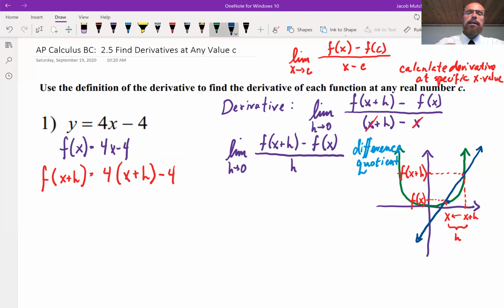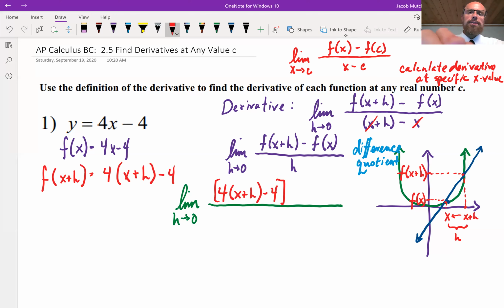So we want to calculate the limit as h approaches 0, so as the distance between the two x values decreases to nothing, of f of x plus h is 4 times x plus h minus 4, and I put that in brackets, minus f of x itself is simply 4x minus 4. And that is all over simply h.